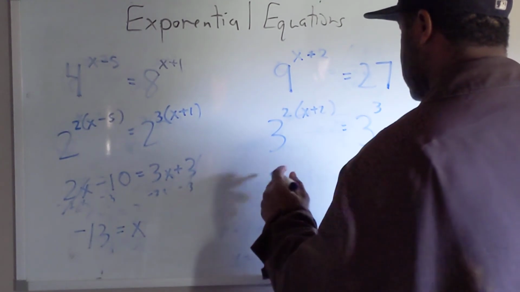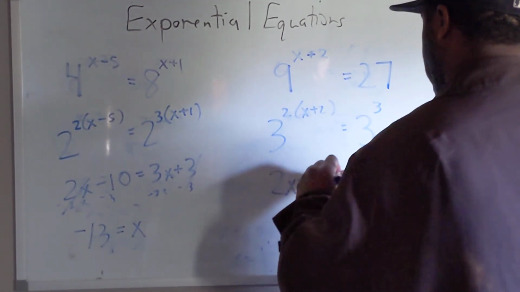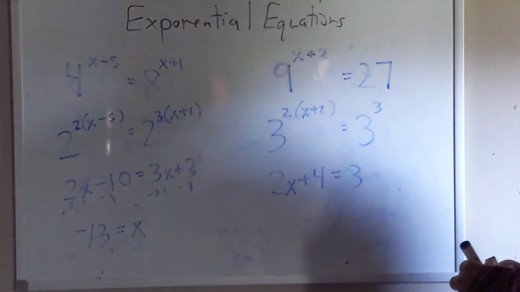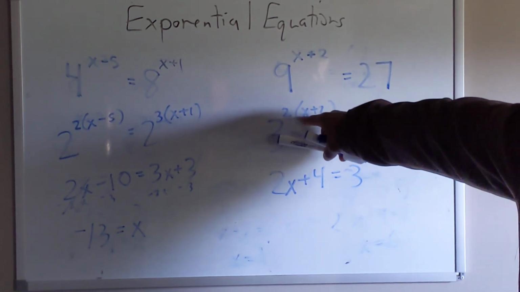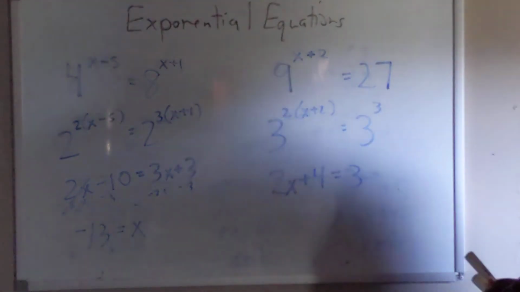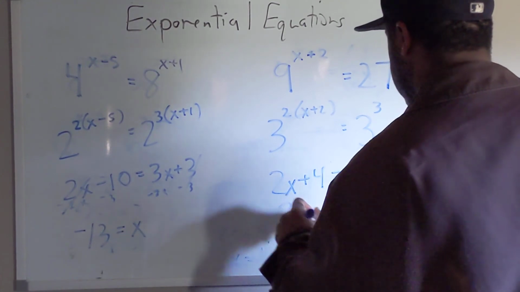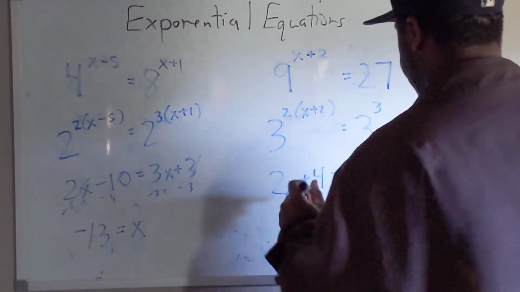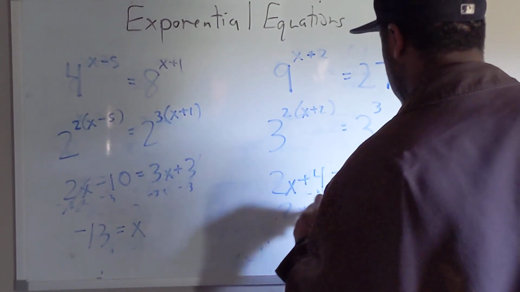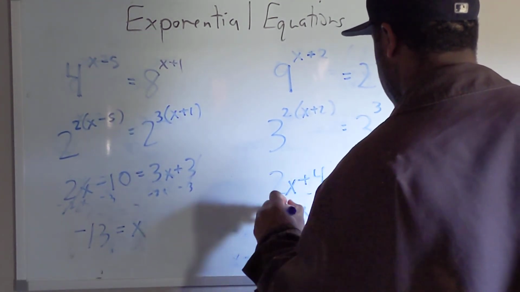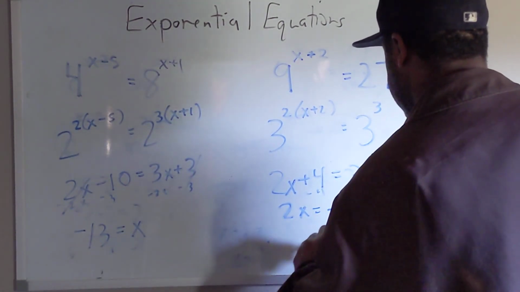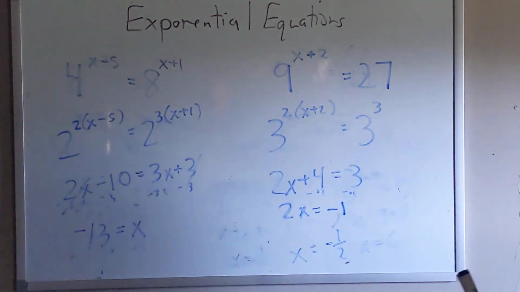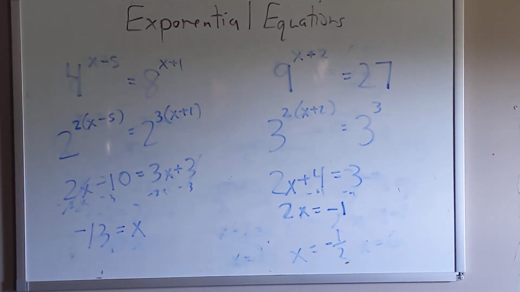We have 2x plus 4 is equal to 3. We use the distributive property. 2 times x is 2x, 2 times 2 is 4. Let's subtract 4 from both sides. That's 2x is equal to negative 1. And when we divide both sides by 2, x is equal to negative 1/2. All right. So that's what we have in this case.